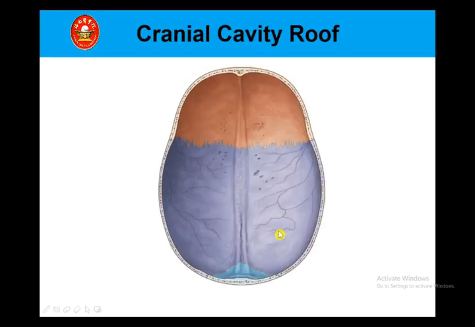So let's start from here. The cranial cavity roof. In the cranial cavity roof, first of all we can see the frontal bone, the two parietal bones, and here the occipital bone. Between the frontal and the parietal, we have the coronal suture. Between the two parietal, the sagittal. Between the parietal and occipital, the lambdoid. Their intersections are here, respectively. Between the frontal and the sagittal, we have bregma, and between the sagittal and lambdoid, we have the lambda.